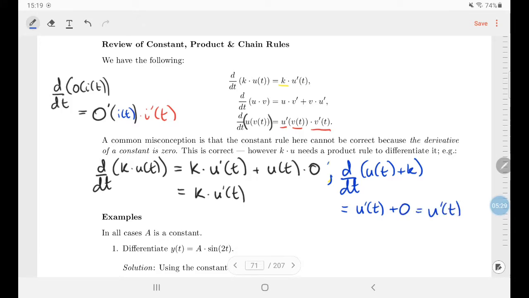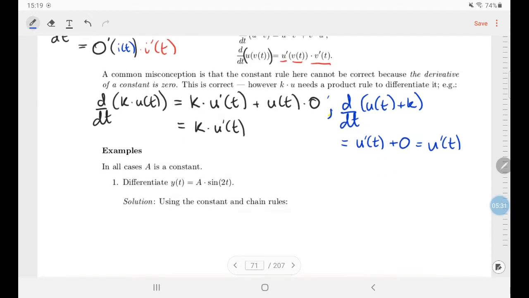A constant added is not the same as a constant multiplied. Okay, so some examples here, just to remind you of your differentiation. So the derivative here of y, we're going to fix constants, and we're going to have to differentiate sine of t using the chain rule.